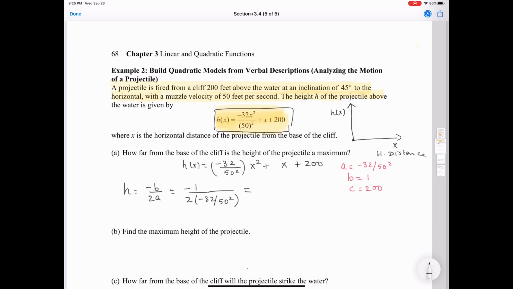Since the distance is measured in feet, whatever you get will be that many feet. That is the x distance. So this answer, I want you to put in your calculator.